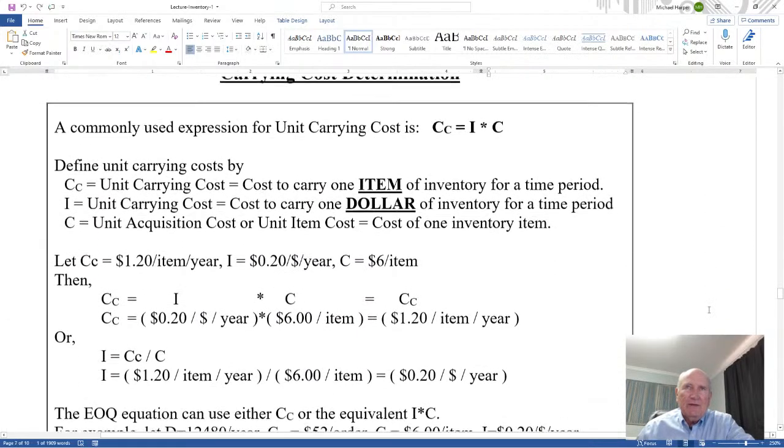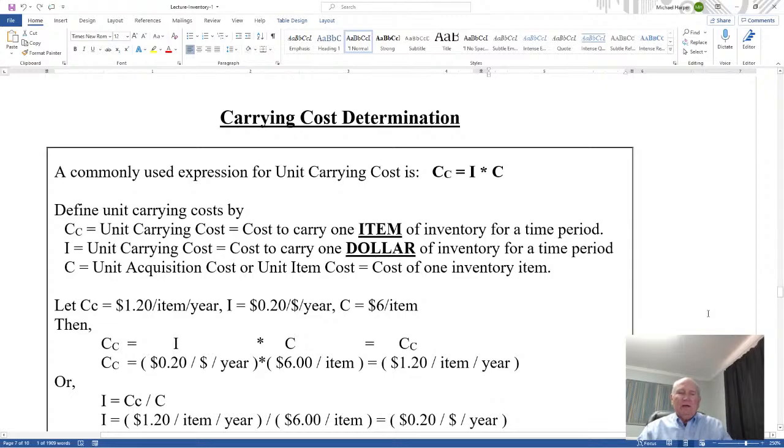Okay, now the carrying cost determination. Remember, conversions are going to be important. A very common addition on how to represent carrying cost is something you'll see in almost every industry and in a majority of the companies. A commonly used expression for unit carrying cost is unit carrying cost is I times C.